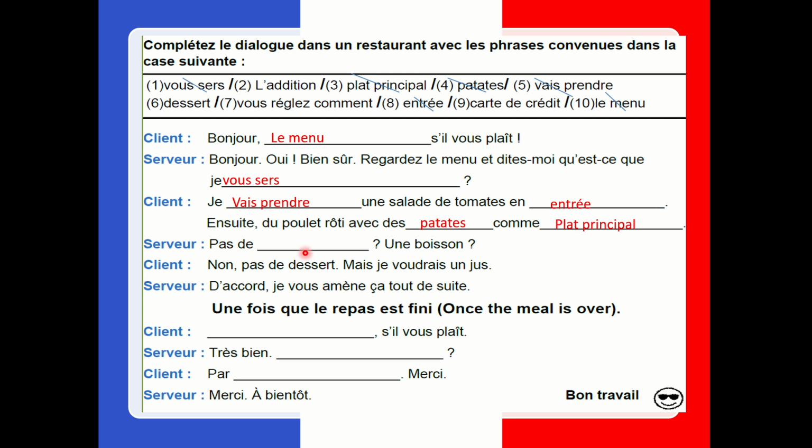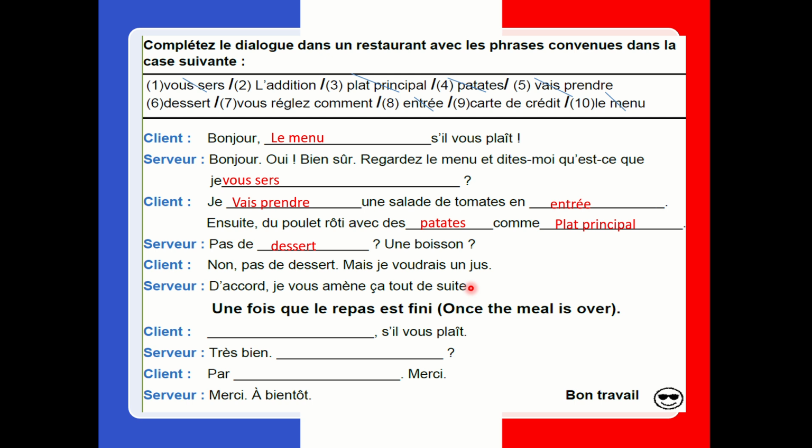Then he asks you, pas de, you don't want to take dessert. Bravo. Une boisson? And you answered, you said, non, pas de dessert. Mais je voudrais un jus. I would like to drink a juice. D'accord, je vous amène ça tout de suite.